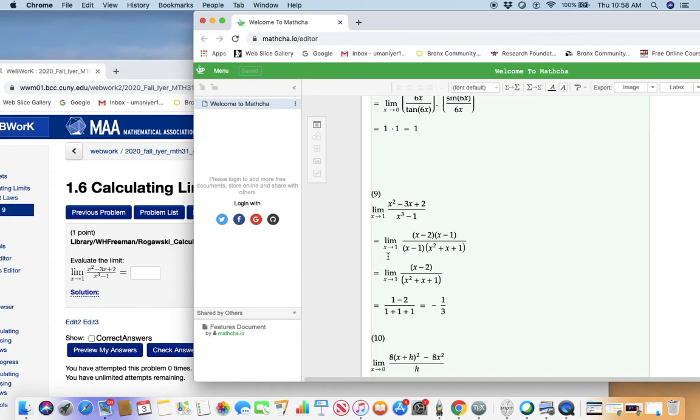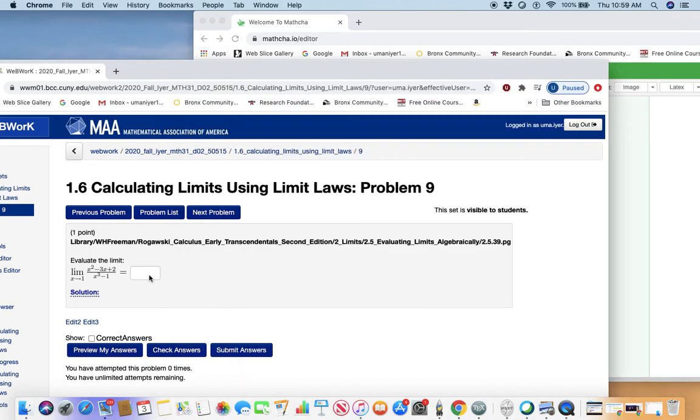Now, x is approaching 1, x is not equal to 1. So the x minus 1 factors cancel. You are left with these two. Now plug in x equals 1. You get 1 minus 2 above and 1 plus 1 plus 1 below. So negative 1/3.